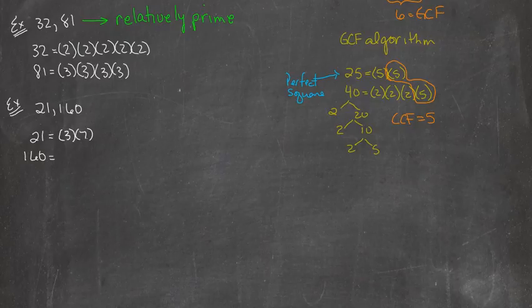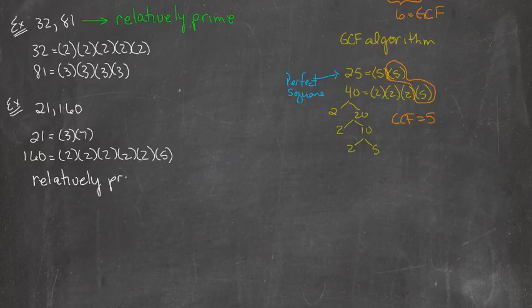So I'm done. 160 divides by 2, leaving 80, which divides by 2, leaving 40, which divides by 2, leaving 20, which divides by 2, leaving 10, which divides by 2, leaving 5, and 5 is prime. And darn it, I thought I picked a number that wasn't relatively prime, but in this case, we can say that 21 and 160 are relatively prime, because they do not share a common factor.